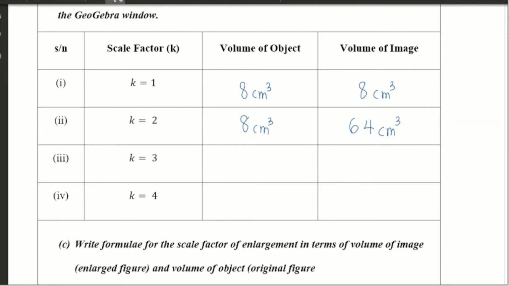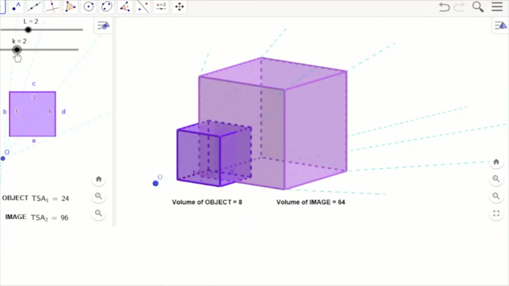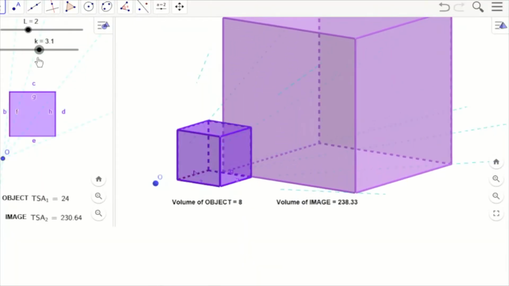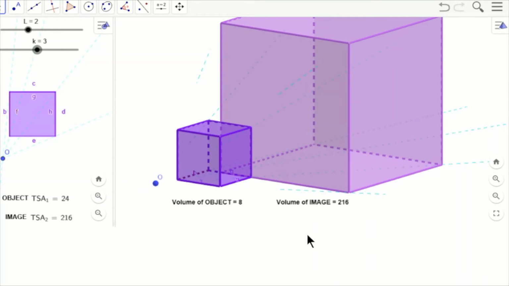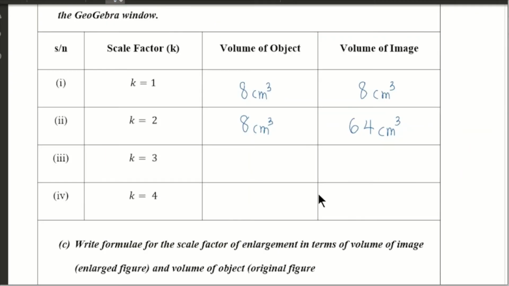Now let's try a scale factor of 3. We adjust the scale factor to 3. We will observe that we are recording an object volume of 8 and a volume of 216. So we can make that recording. We have the same 8 cubic centimeters, and we are having 216 cubic centimeters.